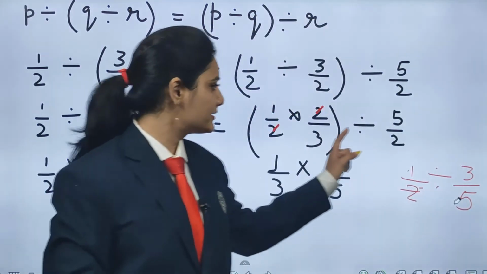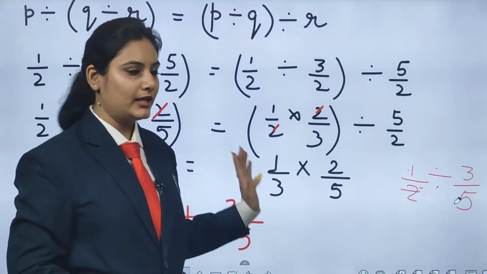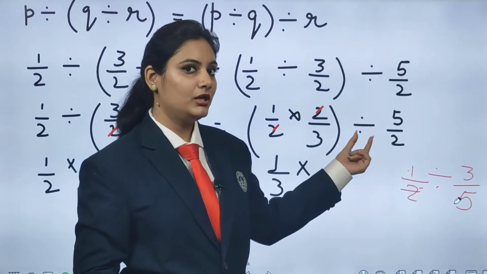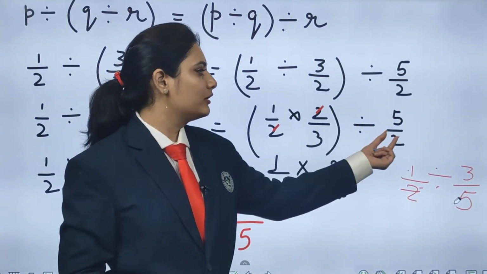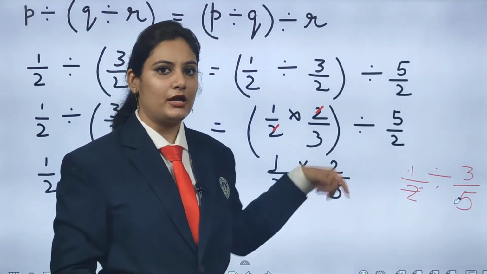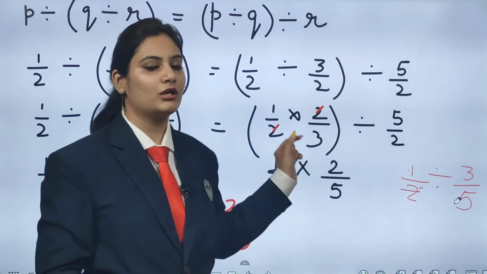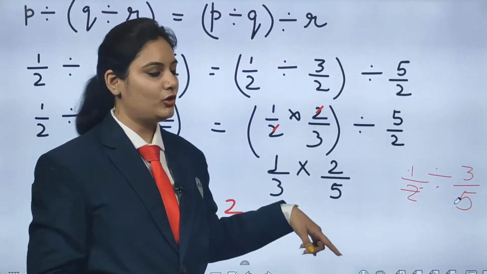In the same way, on the right hand side you will do. 1 by 3 is left, as 2 and 2 get cancelled. For the multiplication, what will you do? Here with division it would be 5 upon 2, but with multiplication it will be 2 upon 5, not 5 upon 2. If you are keeping the division sign, then it will be 5 upon 2. If you are keeping the multiplication sign, then change the numerator and denominator.